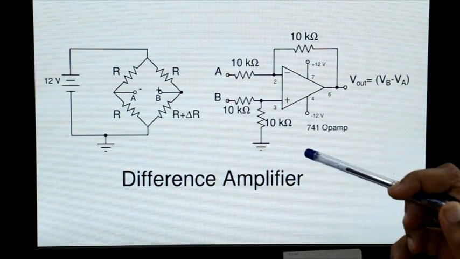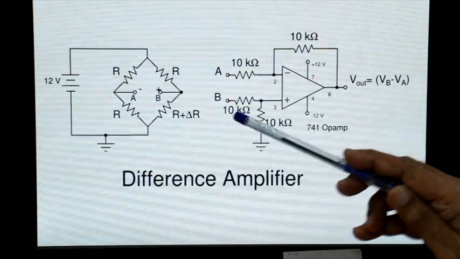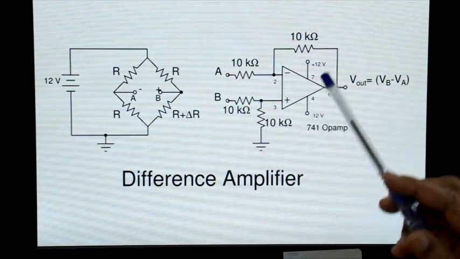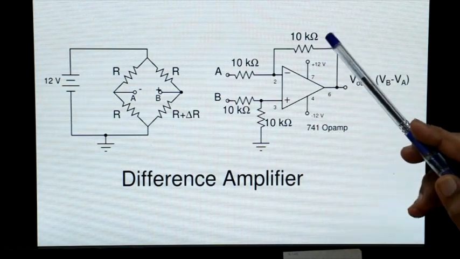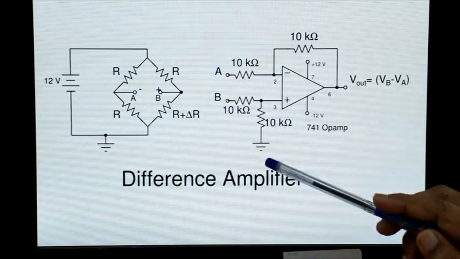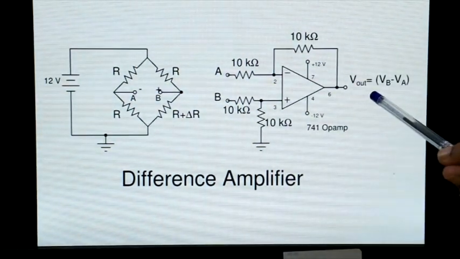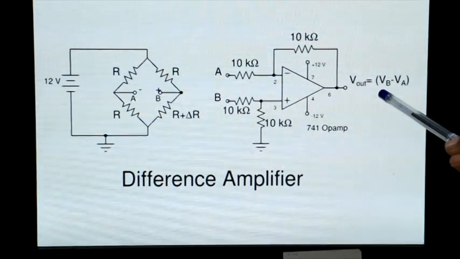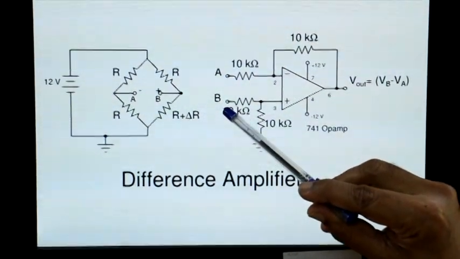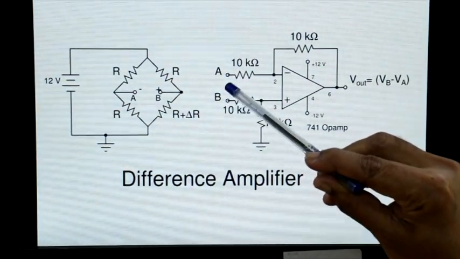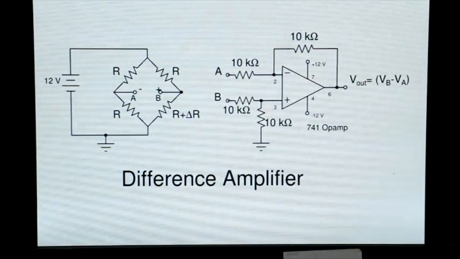Here the difference amplifier has two inputs, A and B, and we know from the theory that since all these resistances are the same, the gain is 1. Output will be VB minus VA. Whatever voltage is appearing at B minus whatever voltage is appearing at A, ideally.